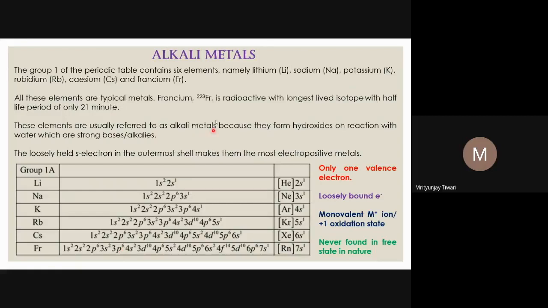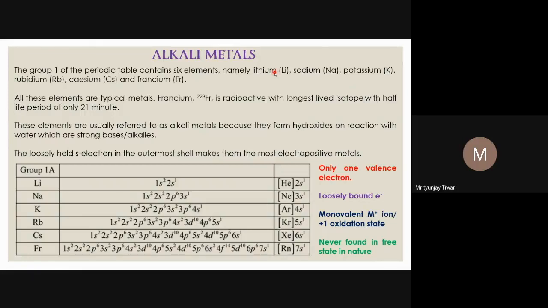So, we have now seen the general characteristics of the s-block. Let us now look into the two groups one by one. First, alkali metals, the first group. Group 1 of the periodic table contains 6 elements, which I have named earlier: lithium, sodium, potassium, rubidium, cesium, and francium. All these elements are typical metals.